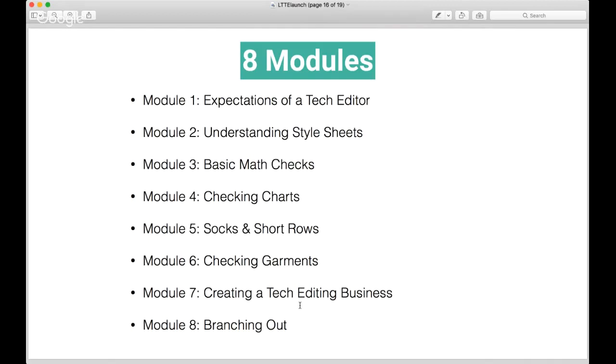In Module 2, we're going to talk about understanding style sheets. These are things designers use and send to their tech editors, and I want to make sure you know what to do with them. So we'll talk about what a style sheet is, how you should use it, what happens if you don't get one, and all of the proofreading side, the part that's not checking the numbers.